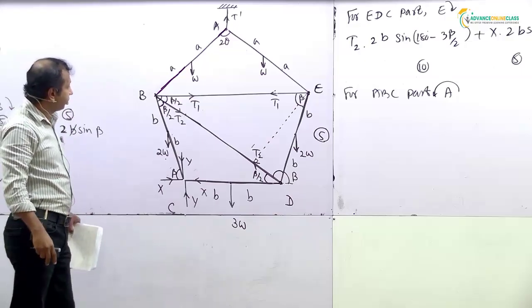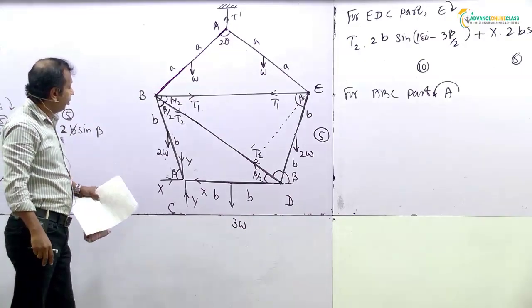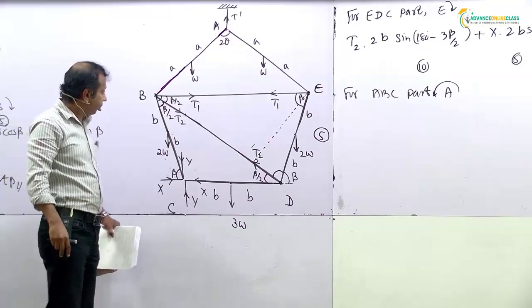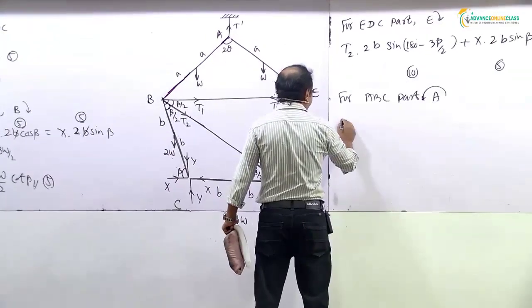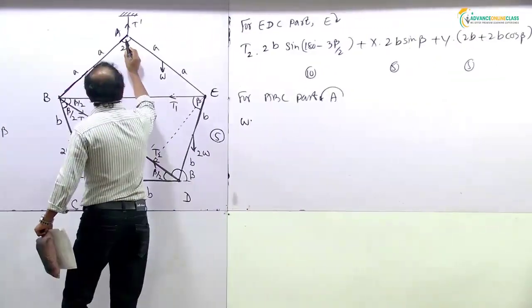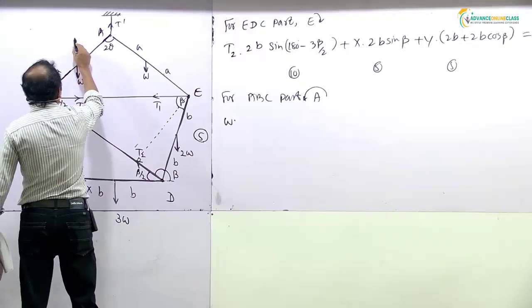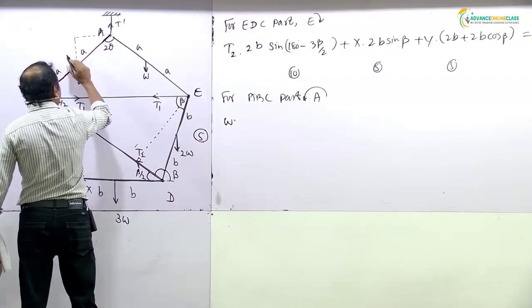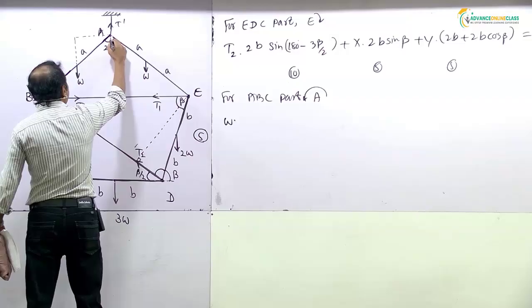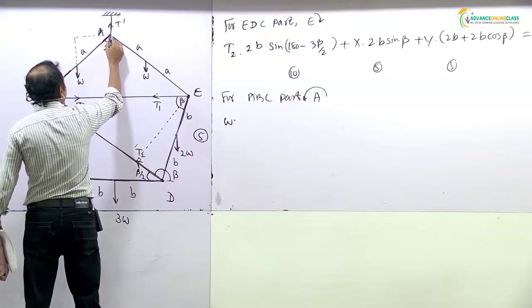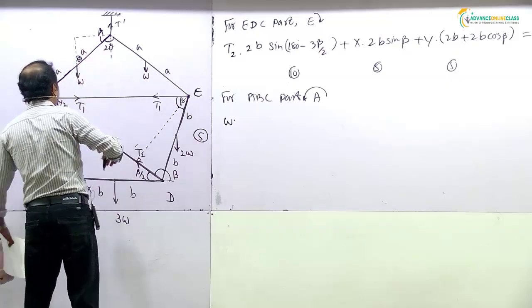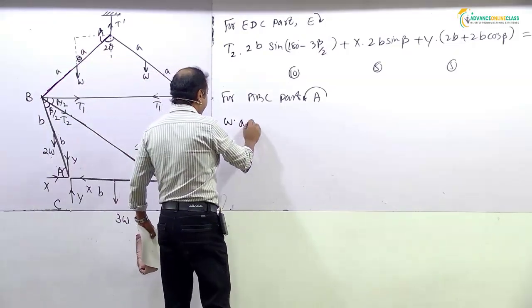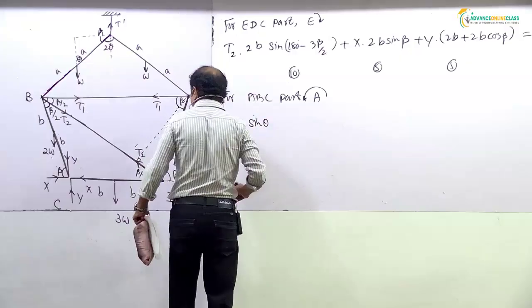Then take the moment. Take W into what? This length. Put it this way. This is theta, no? Symmetric. Therefore, this is 90 minus theta. This is theta. A sine theta. W into A sine theta.